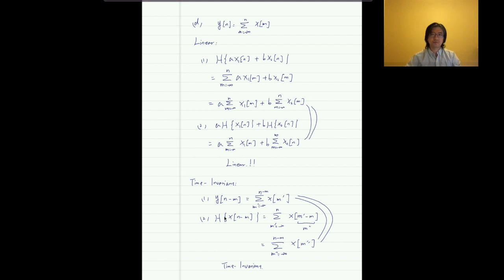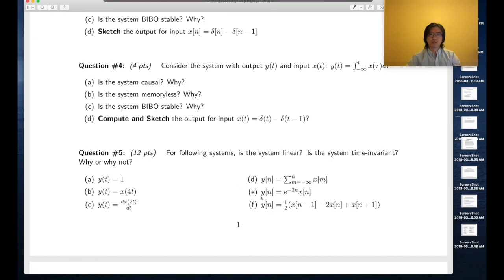All right, so this is for number D. So next let's see number E, right? E is y(n) equals e to the power of negative 2n multiplied by x(n), where x(n) is the input, right? So let's write it down. Number E, y(n) equals e^(-2n) x(n). Okay, the first step is to check whether the system is linear. Okay, first one, let's check this.